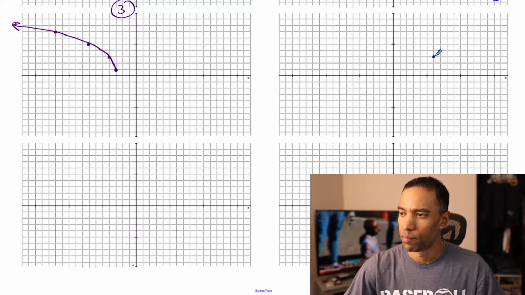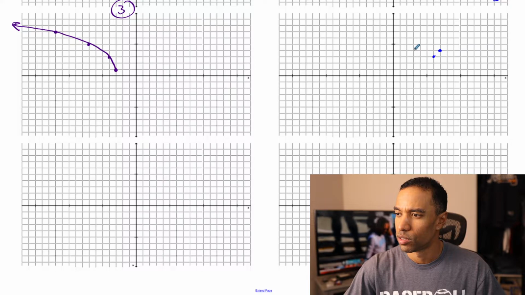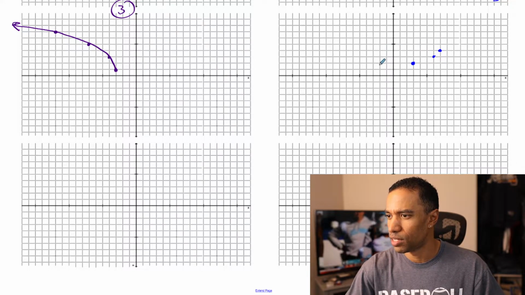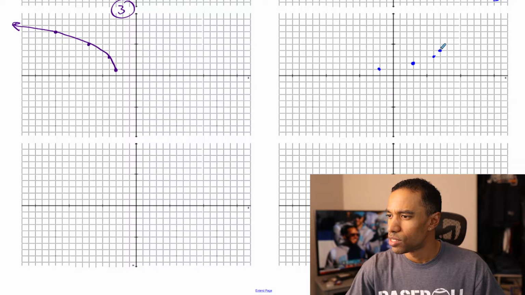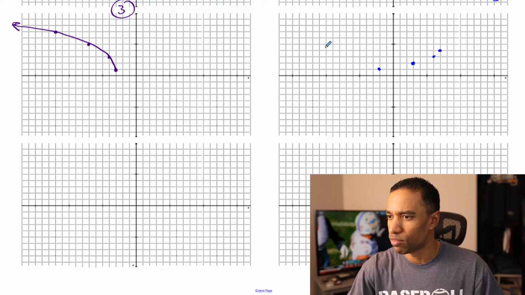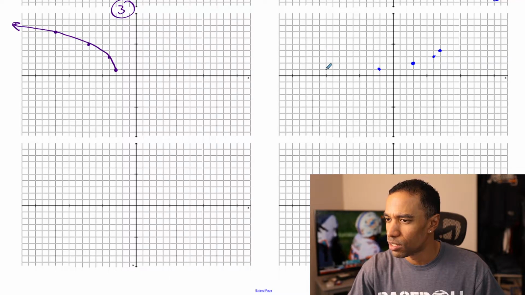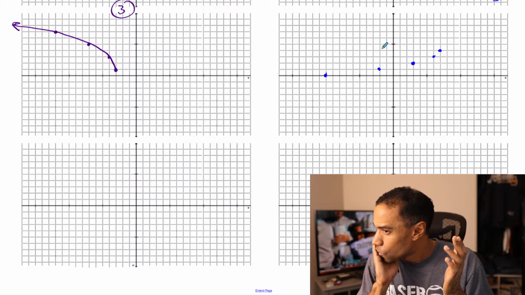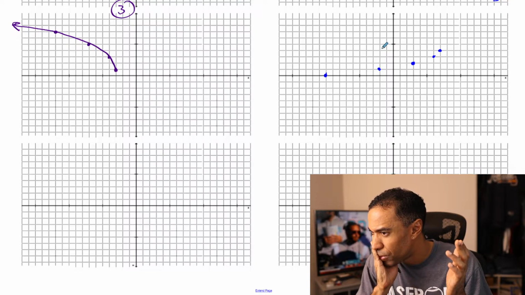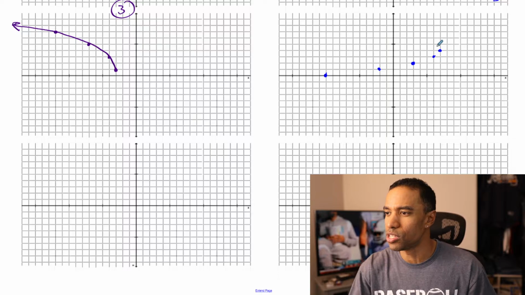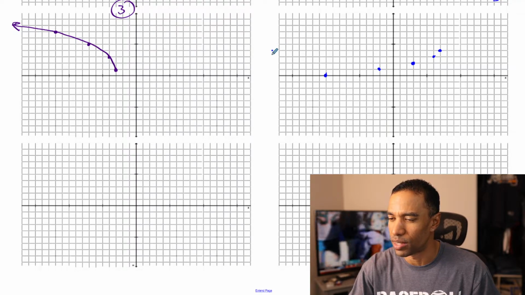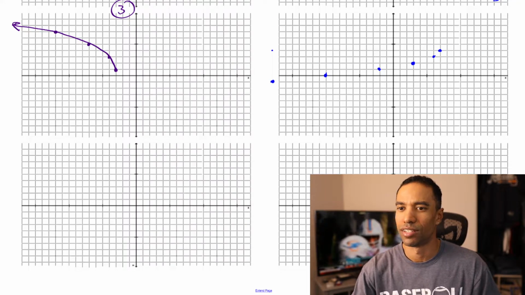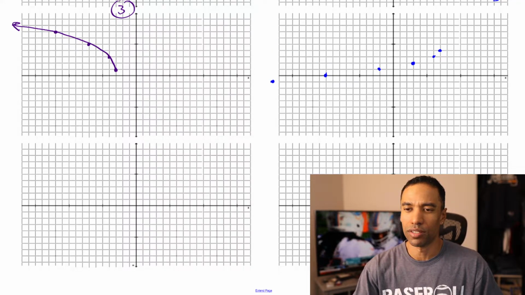So 1, 1, 4, 2, 9 from 7 is negative 2. 9, 3, 16. That's from 7 again, so negative 9. 16, 4. Can I fit the next one? What's the next one? 25. 25 from 7 is negative 18. They're really close because this is 17. I'll pretend like it's right there, and then down 5 like that. There we go. Not bad. Unless I plotted something else wrong. Pretty good.